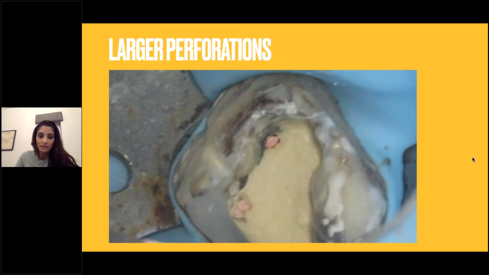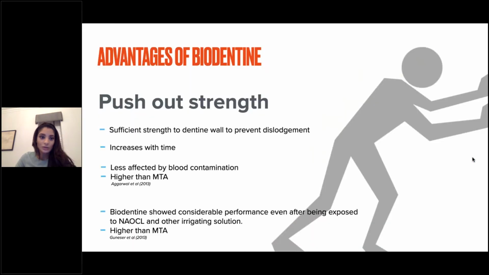Now, I'm going to be showing you the results of this case in a minute, but I firstly want to talk about the push-out strength of Biodentine. This is really an important property when mending perforations, because once we're placing the material, we don't want it to be pushed out of the perforation repair, and it has to have sufficient strength to prevent dislodgement. So the push-out strength of Biodentine, like many of its properties, increases with time.